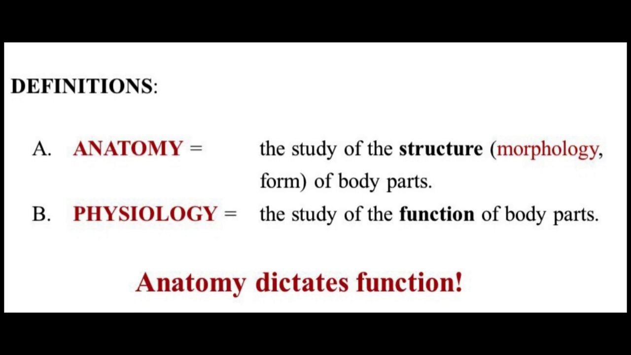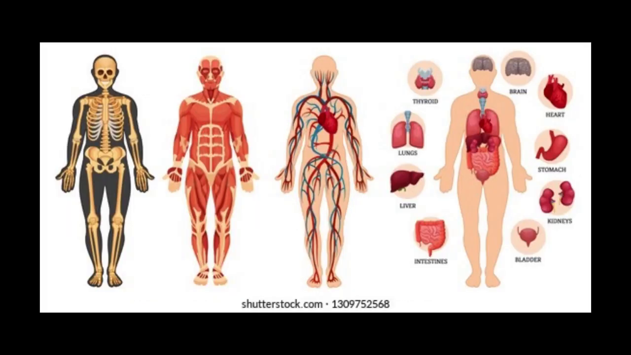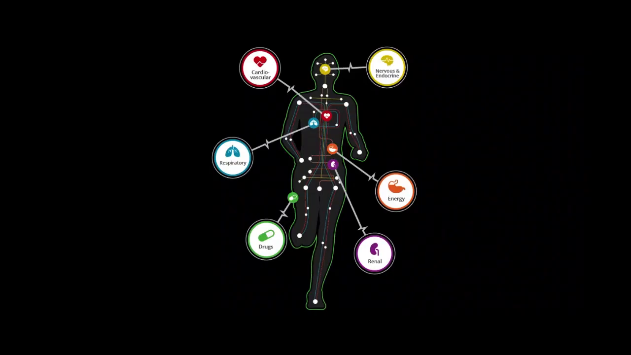So what is meant by anatomy? Anatomy is a branch of medical science which deals with the study of the structure of the human body. And what is meant by physiology? Physiology is a branch of medical science which deals with the study of the functions of the human body. In between anatomy and physiology, there is a small difference here. In anatomy, we study the structure of the human body, while in physiology, we study the functions of the human body which take place in our body.